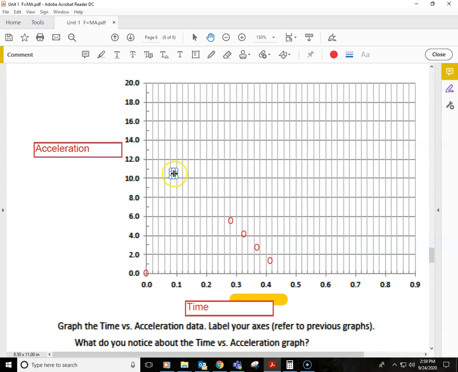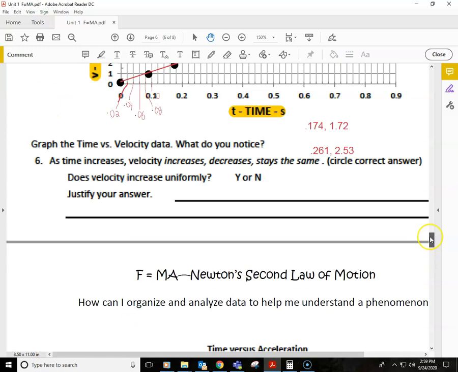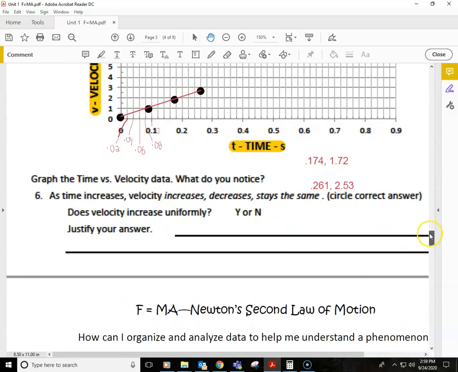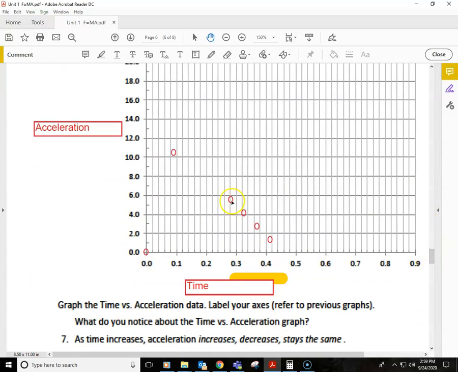10.58. There's my next one. If I click somewhere else, it'll just stay there. Go back. What's my next one? 174, 986. 174 and 986. 170, 112, 14, 16, 1874 is right in between. And that was 9.86, just less than 10, right about there.